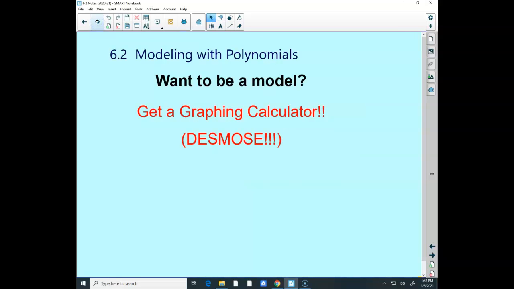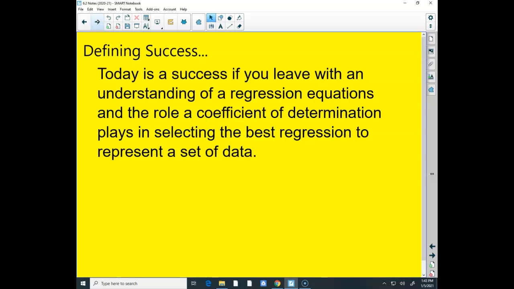So if you want to be a model, okay, we want to make polynomial models here. So we're modeling with things greater than lines, okay? So get a graphing calculator. Probably better yet, get Desmos, because I don't know how to explain it to you, because I don't know what graphing calculator you have to try to do this regression, okay?